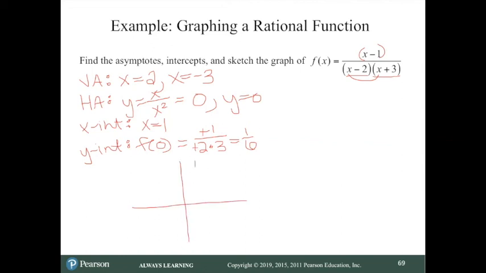Starting with my vertical asymptotes at 2 and -3. Horizontal asymptote at 0. I do it a little bit off of the x-axis just so I can see it. X-intercept at 1. Our asymptote was at 2, so the x-intercept is between the y-axis and the asymptote. And the y-intercept is +1/6, so that's going to be above our horizontal asymptote. So that shows me the middle piece should go like this. And then I need to find the outside pieces.